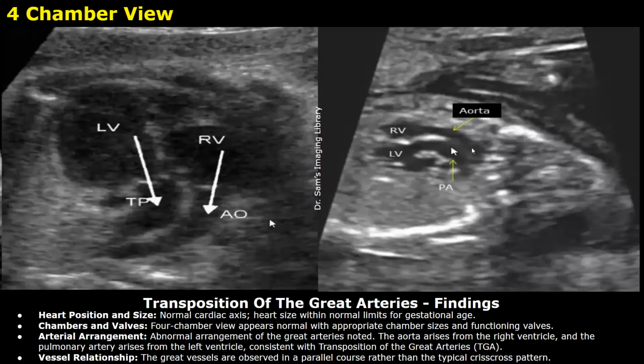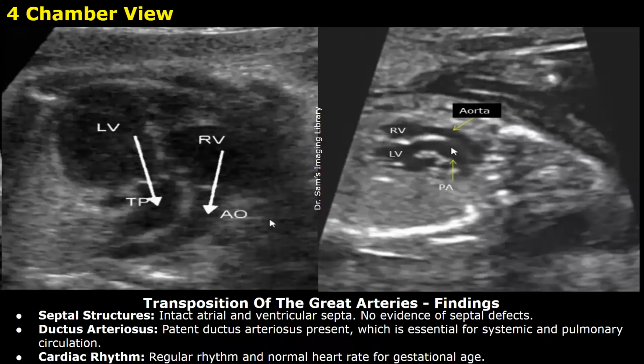Vessel relationship: the great vessels are observed in a parallel course rather than the typical crisscross pattern. This feature is more significant and helps us in diagnosing transposition of the great arteries.